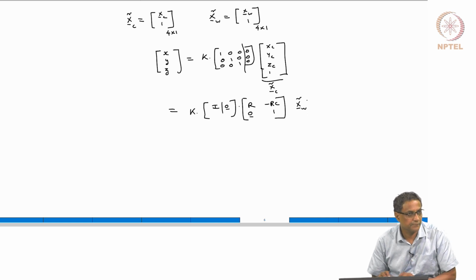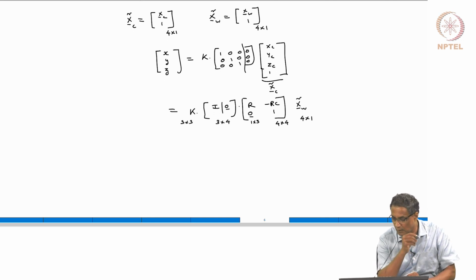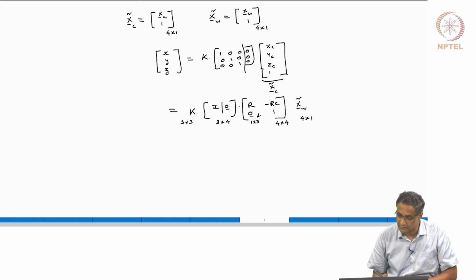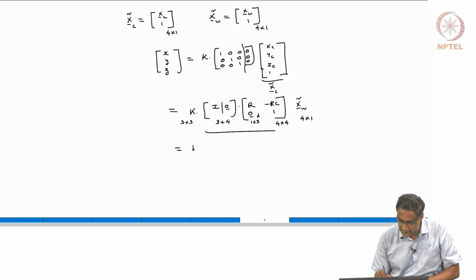You can easily show this. This 0 vector is 1 cross 3. R is 3 cross 3, and this one is minus RC, and the last one is a scalar, that is just 1. So this is actually 4 cross 4. This is 4 cross 1. This is 3 cross 4. This is 3 cross 3. And then this can be further simplified. You can actually multiply these two matrices and that will give you K.